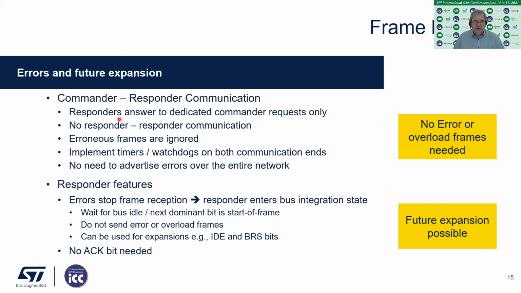So again, we have this commander-responder communication. Responders answer to dedicated commander requests only. They do not initiate a communication. There is no responder-responder communication allowed. So therefore, the responders can always synchronize to the frame coming from the commander, because they do not expect communication between different responders. And the clock accuracy, the data rate accuracy, is very high coming from the commanders. Erroneous frames are in general simply ignored. They are dropped. So there's no advertisement of errors along the network.